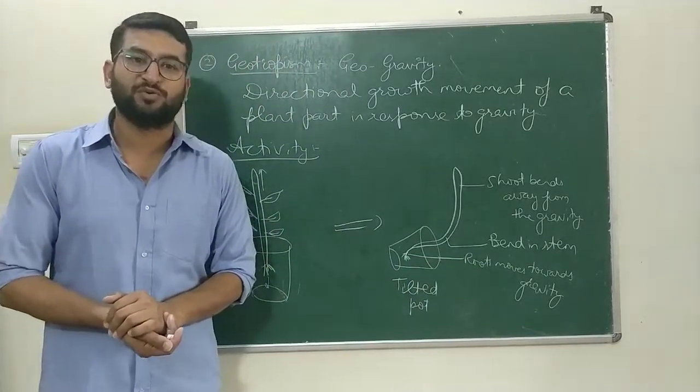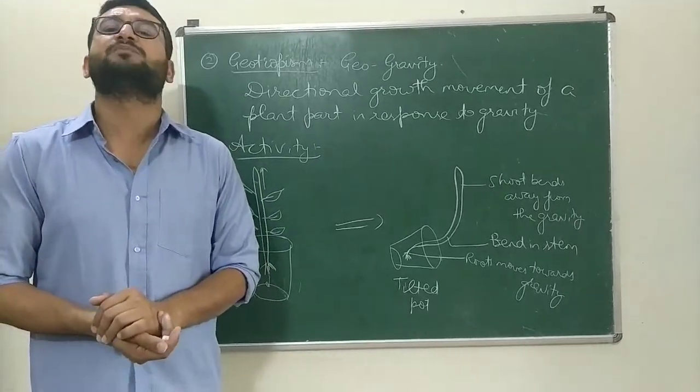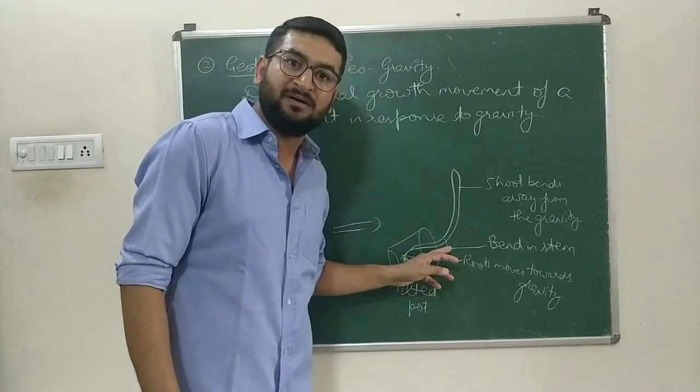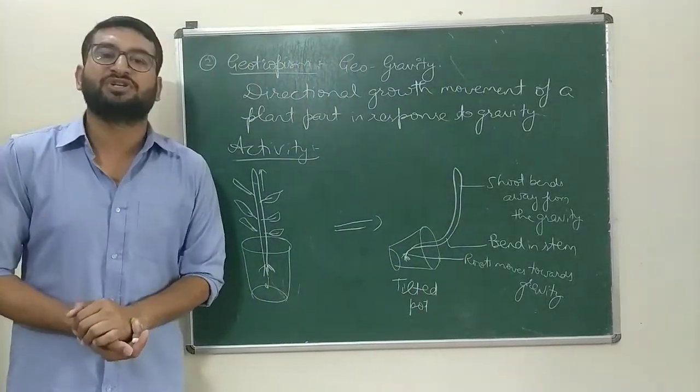So this activity will prove that shoot or stem is negative geotropic and root is positive geotropic.